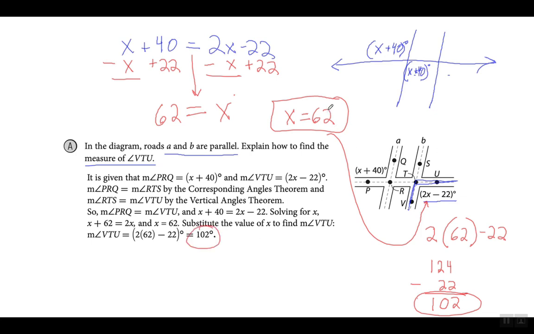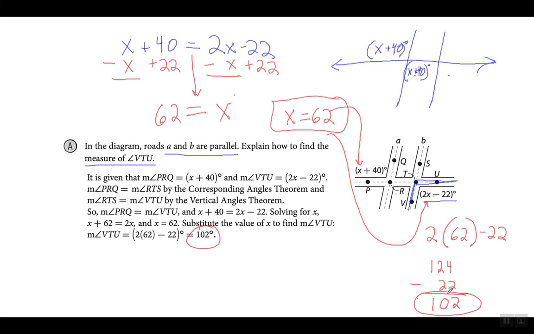If I would have substituted x equals 62 right here, you get the same answer. Si hubiera sustituido el valor de x aquí, también me da la misma respuesta porque ya le enseñé que este ángulo mide igual que este y este mide igual que este. Okay? If I put 62 here, 62 plus 40 is 102. 62 más 40 también me da 102.